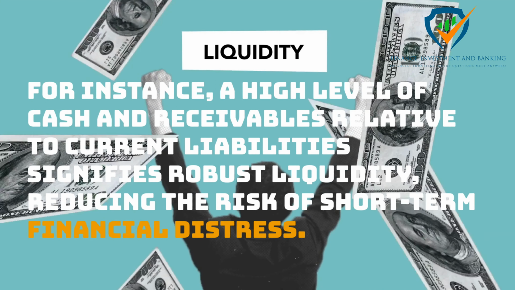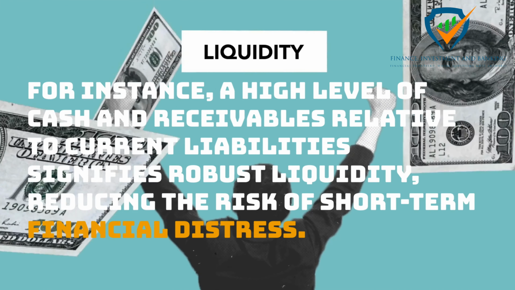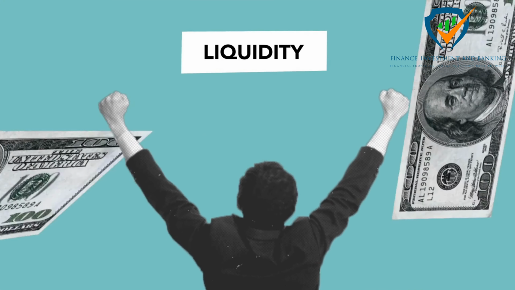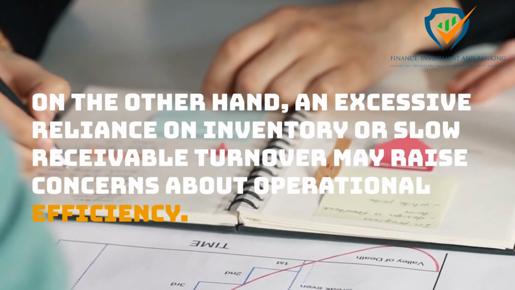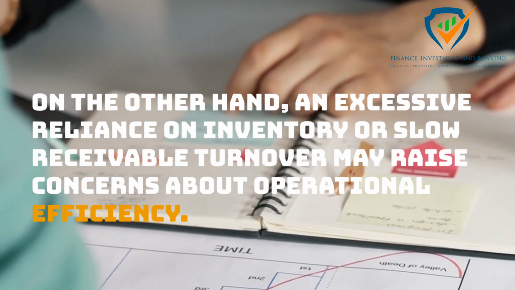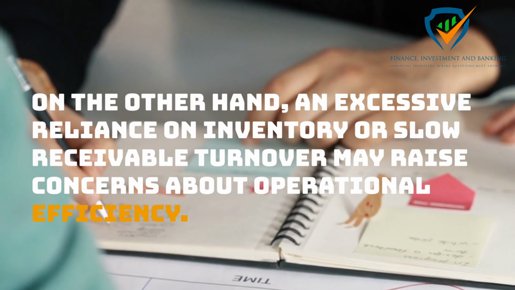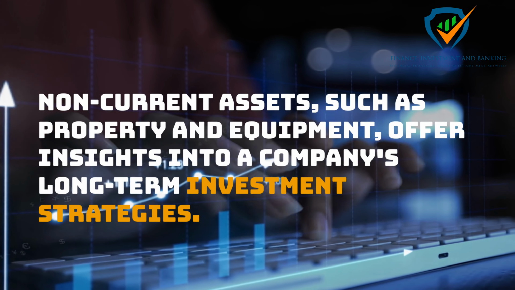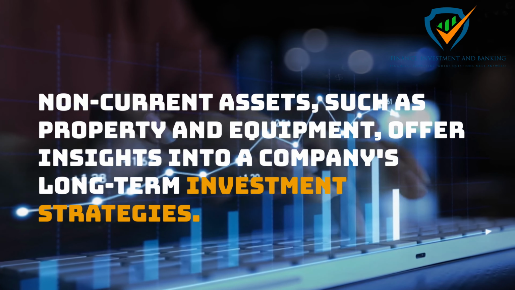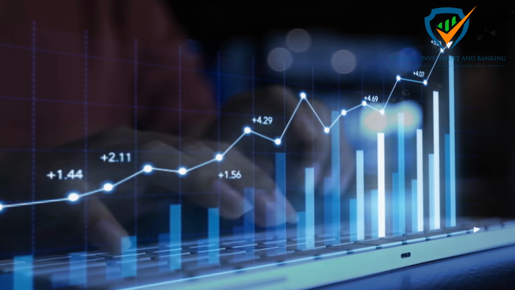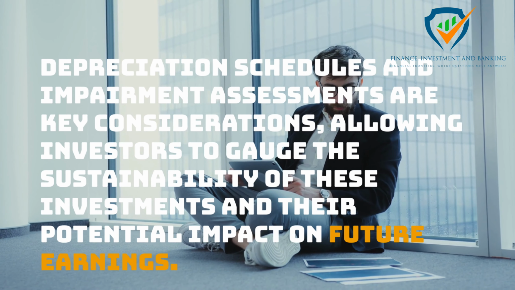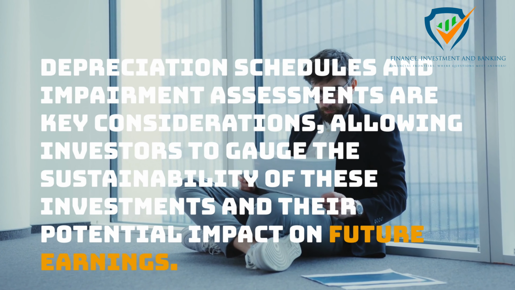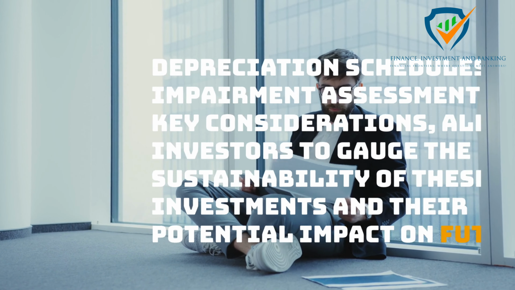For instance, a high level of cash and receivables relative to current liabilities signifies robust liquidity, reducing the risk of short-term financial distress. On the other hand, an excessive reliance on inventory or slow receivable turnover may raise concerns about operational efficiency. Non-current assets, such as property and equipment, offer insights into a company's long-term investment strategies. Depreciation schedules and impairment assessments are key considerations, allowing investors to gauge the sustainability of these investments and their potential impact on future earnings.